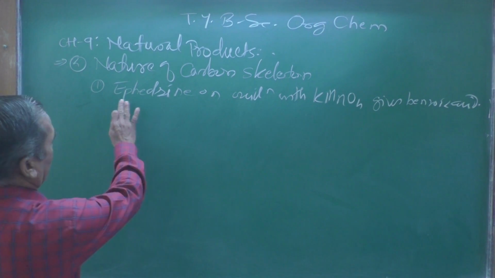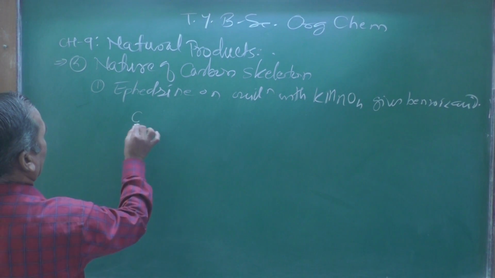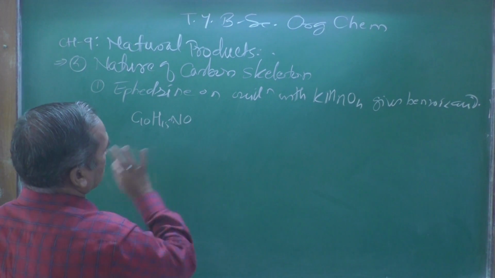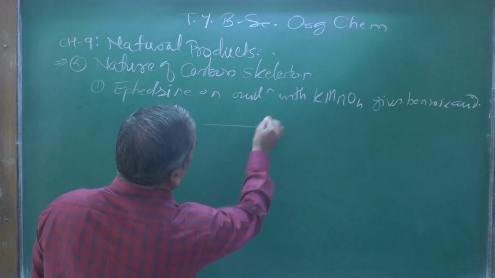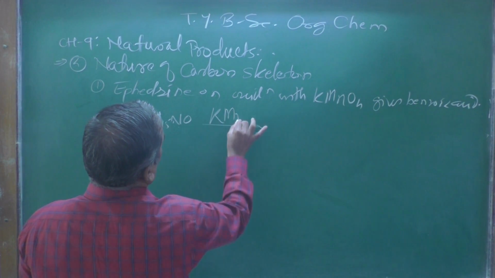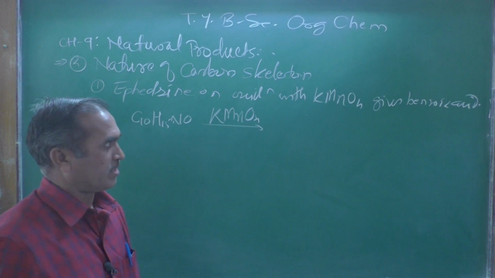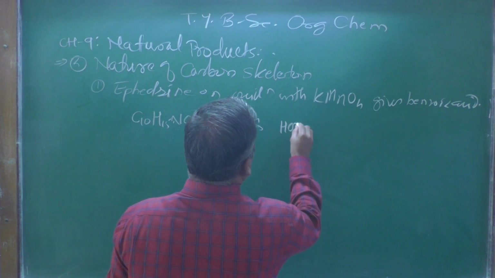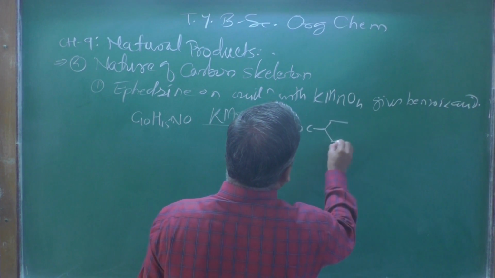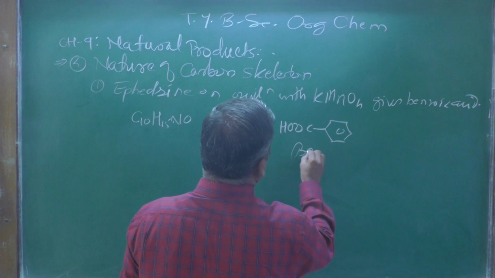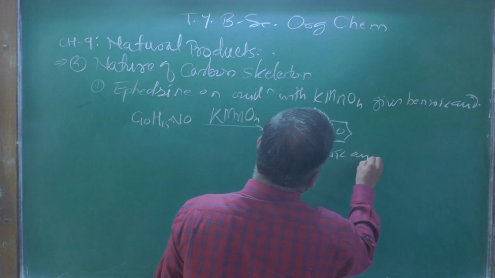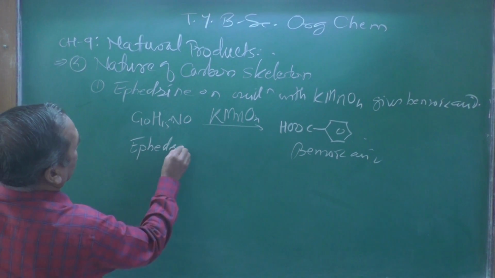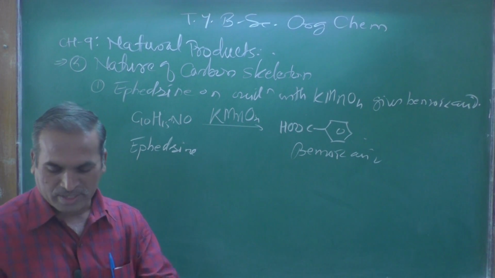As we know, the molecular formula of ephedrine is C10H15NO, right? This is the structure of ephedrine, and when it is treated with KMnO4, potassium permanganate, it forms C6H5COOH, that is benzoic acid. As we know, this is benzoic acid, and this will be the ephedrine, and it gives benzoic acid.